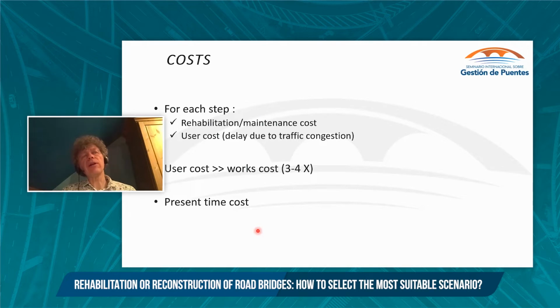I will consider during all this period all the costs of the different kinds of works due to rehabilitation or maintenance operations. And in this example, I will only consider the user cost, which is the cost related to the congestion due to the works. When you perform this calculation, it's very important to notice that the user cost will be much higher than the work cost, in fact, and the ratio can be 3 or 4 times. It can be important.